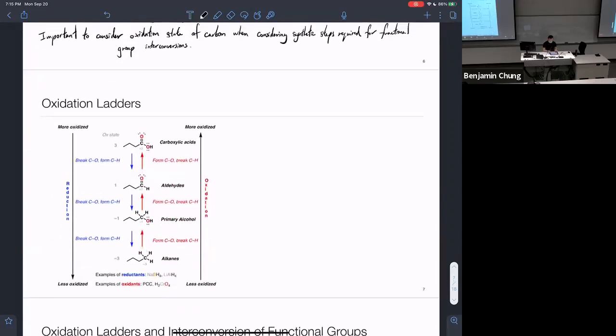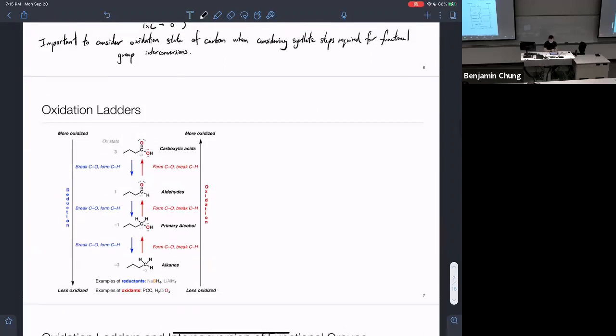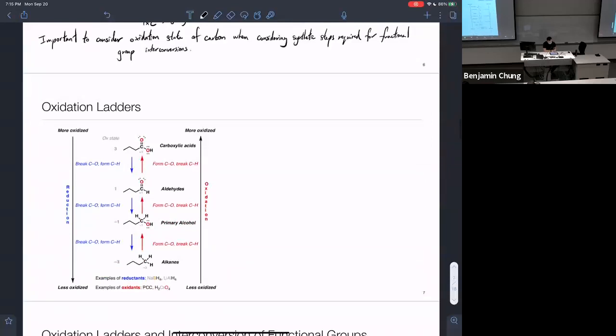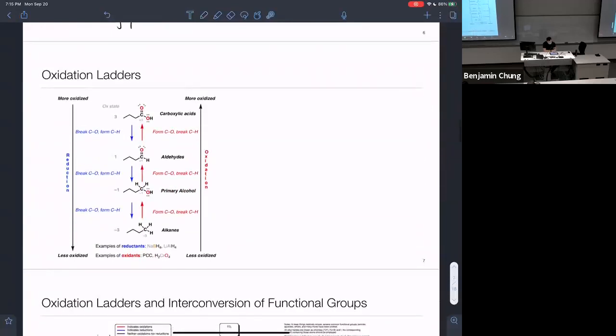So this is kind of to link to the concept of oxidation ladders, which basically ranks subsequent reductions or subsequent oxidations and organizes them into a ladder essentially. This is just like what I showed in the previous slide, where we go from the alkane to alcohol to aldehyde to carboxylic acid. Between each of these compounds, you have a difference in oxidation number of 2.